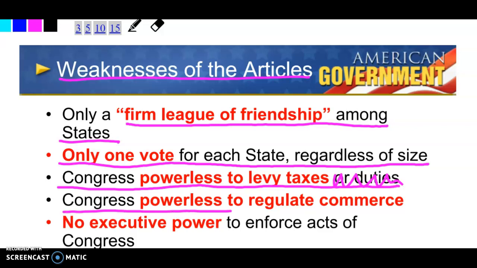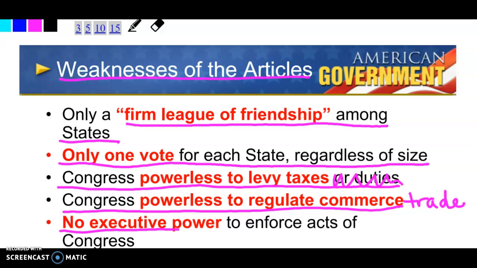Congress was powerless to regulate commerce. Commerce is just another word for trade. So Congress had nothing to do with the trade. The states had all the power when it came to regulating the trade and how trade happened between the states.